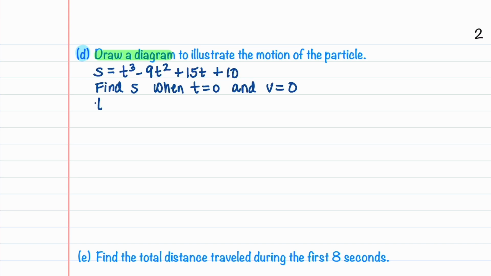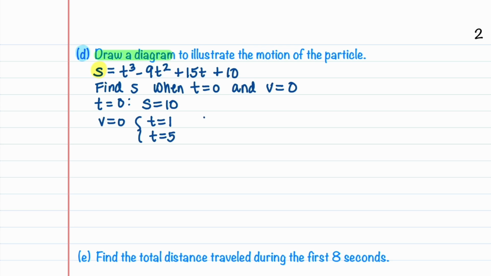Let's first look when t is equal to 0. All we have to do is look at our equation for s and substitute in that t is equal to 0, and we get that s is equal to 10. Let's now look when our velocity is equal to 0. We actually already found this. This is going to happen when t is equal to 1 and when t is equal to 5.